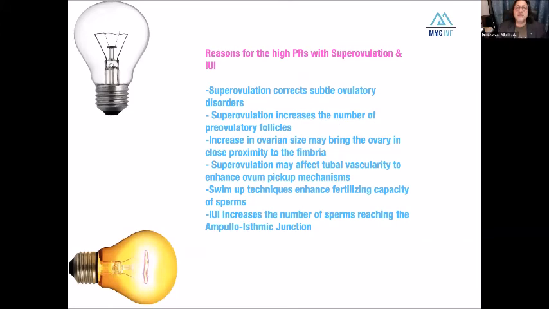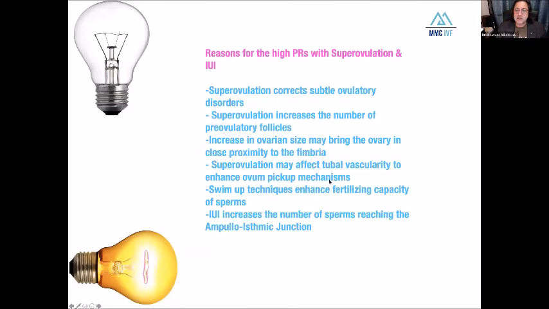And what are the reasons for these high pregnancy rates when you use injectable fertility medications and then do an IUI? Well, superovulation, meaning producing multiple eggs, corrects subtle ovulatory disorders, and makes the ovary size large, which brings the ovary in close proximity to the fimbrial end of the tube.